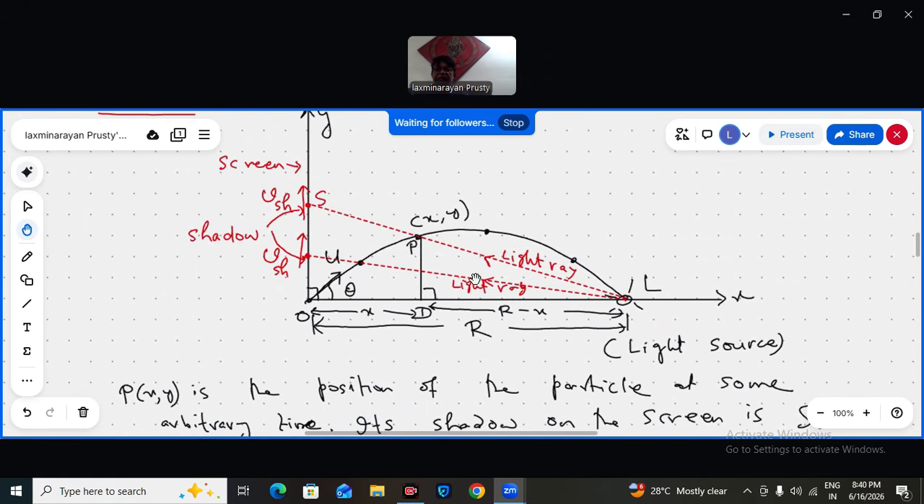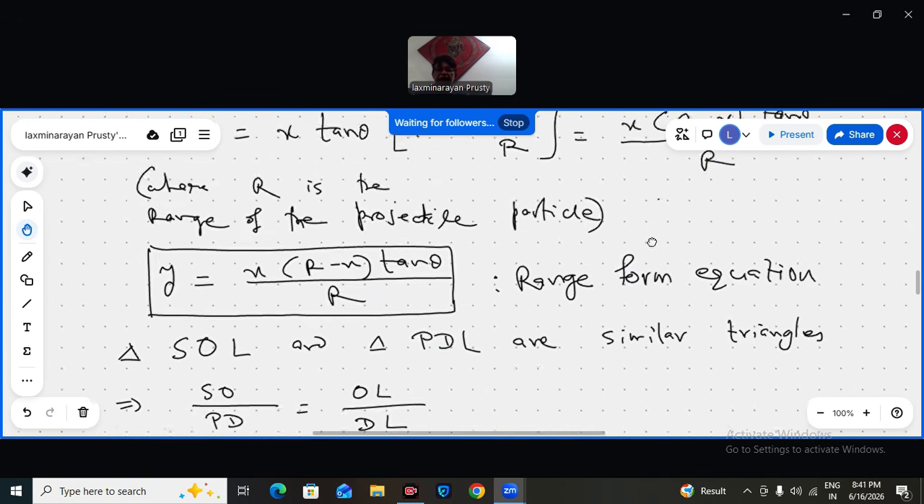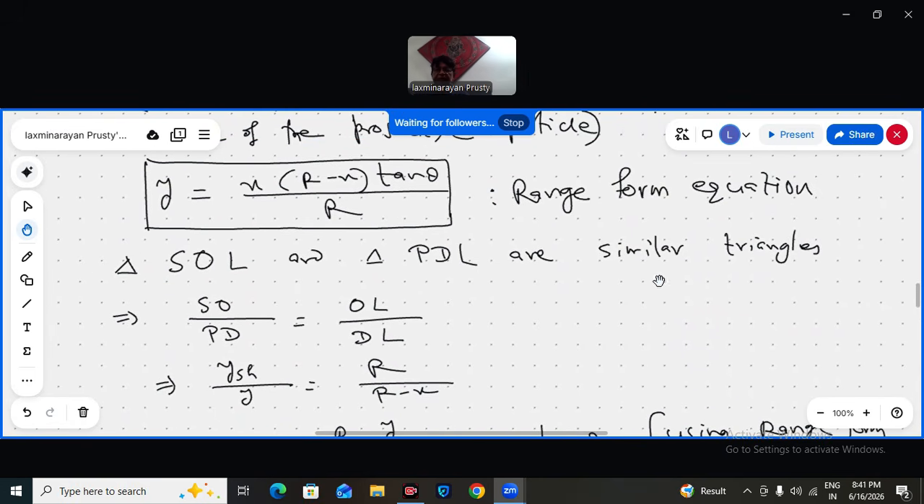So corresponding side ratios will be equal. For the corresponding sides, SO by PD is equal to OL by DL. SO is ysh. PD is y of the projectile particle, simply y. OL is range. OD is x, so DL is R minus x. So ysh by y is R by R minus x. Simple, the similar triangle case.